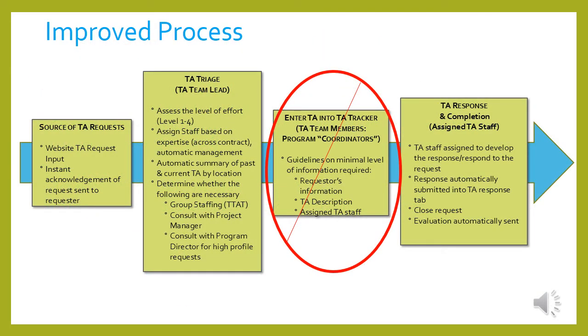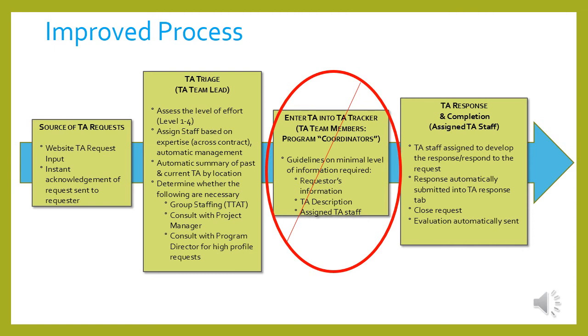Here you will see my flowchart of my improved process. As you can see, the source of TA requests has dramatically decreased. We will no longer be receiving TA requests through a multitude of ways, and instead there will only be one way in which a TA request can be submitted. This will be through a website TA request form. This will be automatically inputted into the TA Tracker tool web-based management system. All necessary fields to open up a record will be automatically filled in by the requester themselves through the TA request form. At that point, an instant acknowledgement will be sent to the requester indicating that the TA request has been received and that a staff member will be in touch with them shortly.